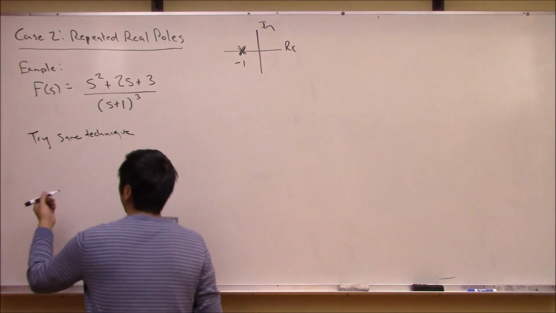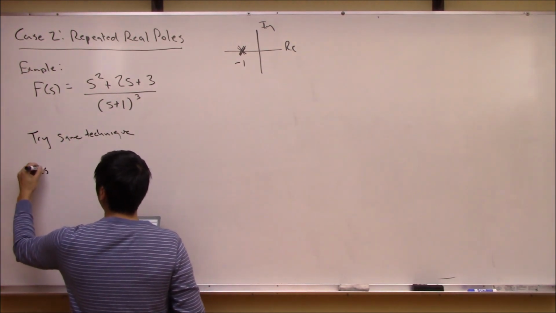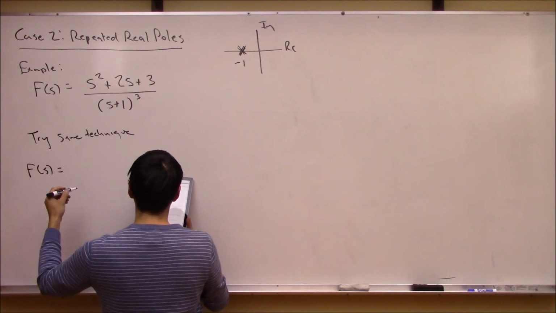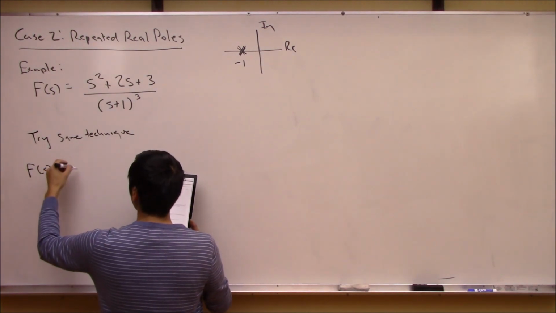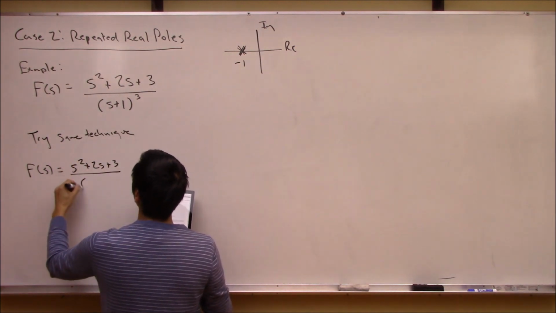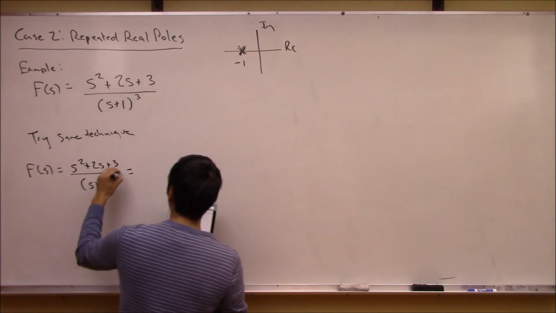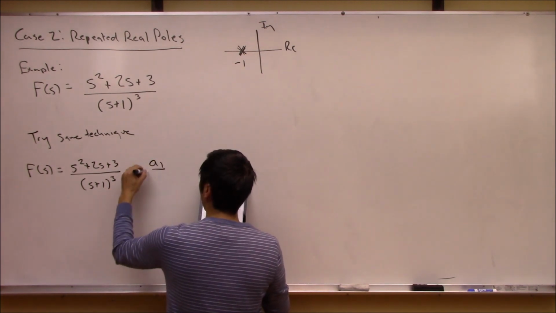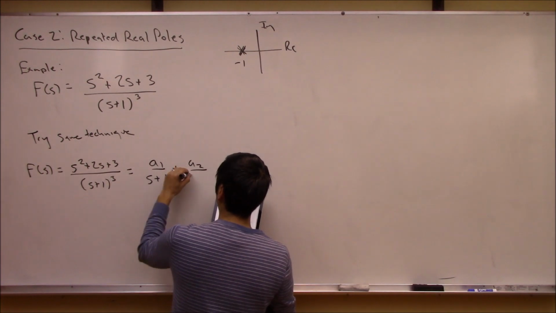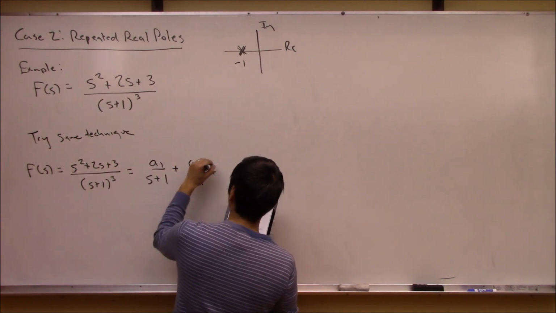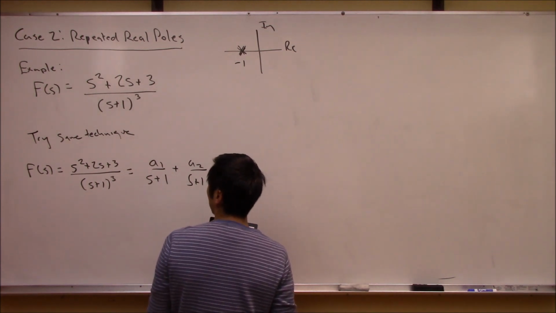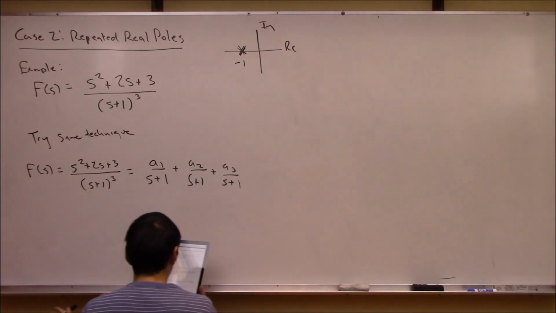So what we're going to do then is, let's see if we can rewrite this thing, our s squared plus 2s plus 3 all over s plus 1 cubed. Let's see if we can rewrite this as an a1 over s plus 1, plus an a2 over s plus 1, plus an a3 over s plus 1, right? We're just going to do this expansion. Okay, so now let's go ahead and try this out.